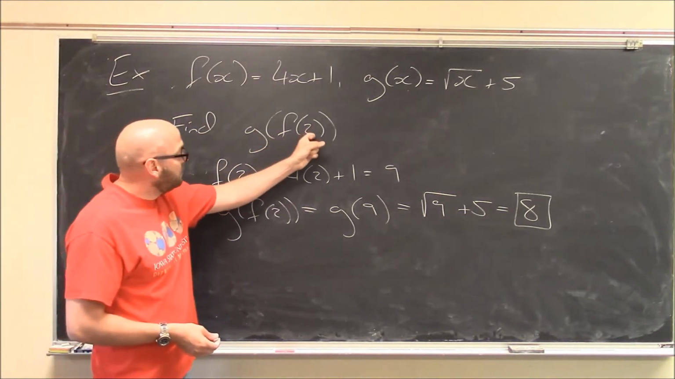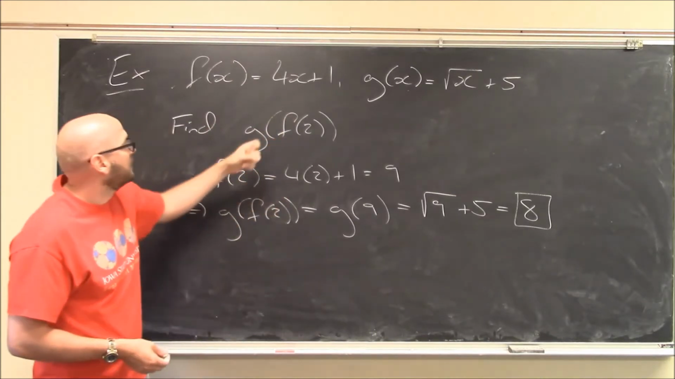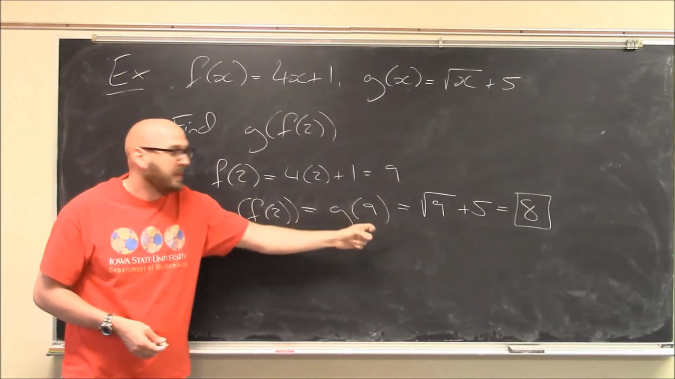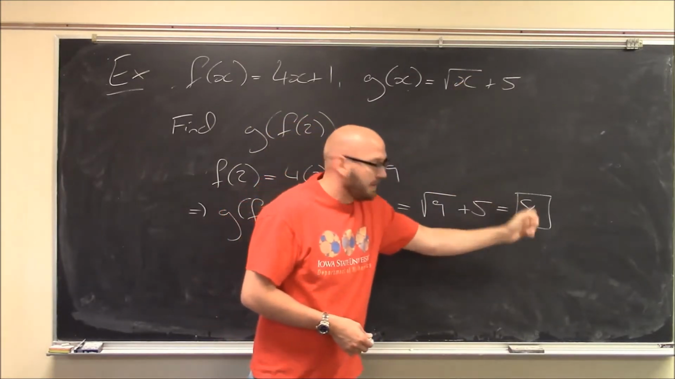Right, so this is how these compositions work. I first plug 2 into f, and I get out a number. So I plugged in 2 into f, and I got out 9. And then I take 9, and I plug that into g, and I get out a number. And that number is 8.